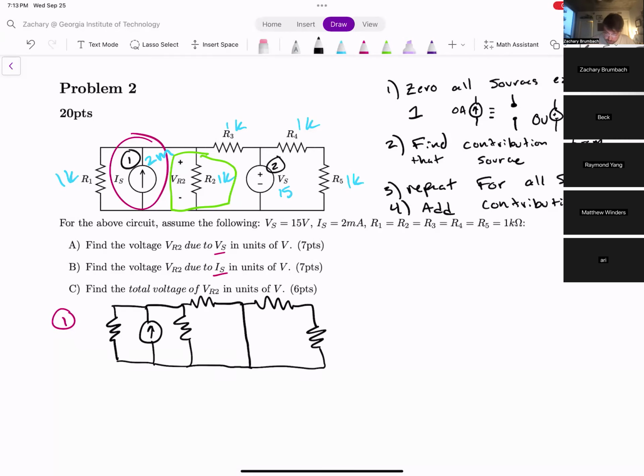And we look like this. So what happens here is this one becomes this short here, all right? So now our goal is to look for this, the voltage here. Where again, this is 2 milliamps, and all of my resistors are 1 kilo ohm.